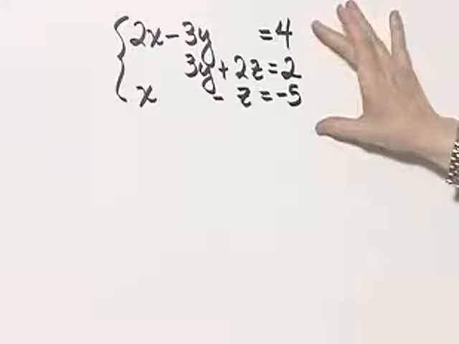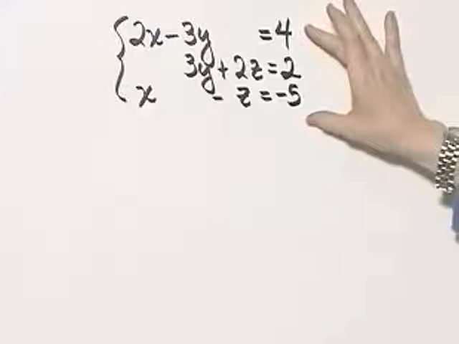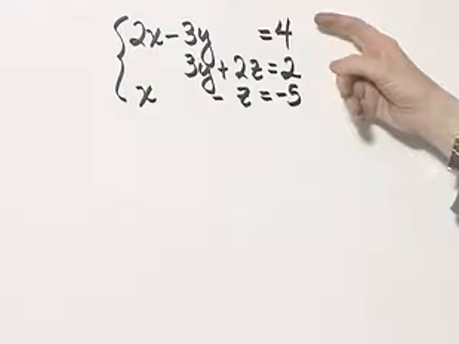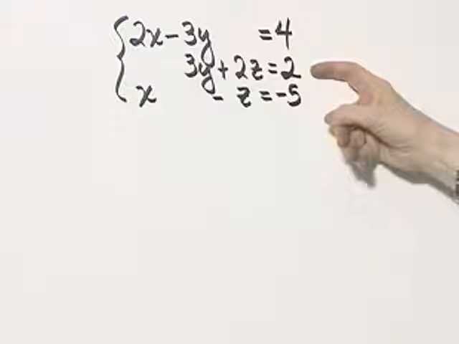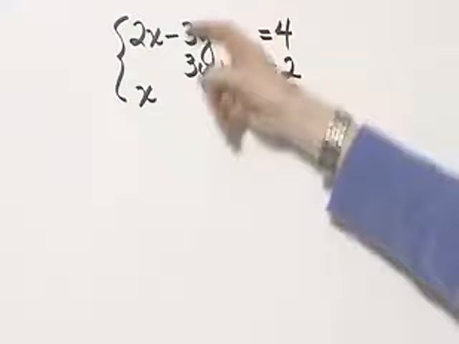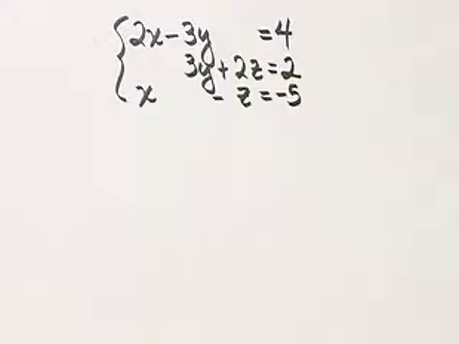Notice I have a system here of 3 equations in 3 unknowns, so we will pick any 2 equations and eliminate a variable. Now I'll pick equation 1 and equation 2 because I notice that if I simply add those 2 equations, I notice the y's will subtract out.